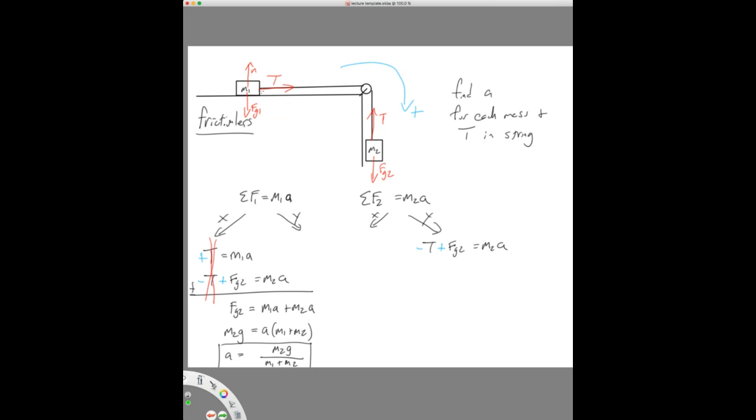And any force that's trying to move the system in the direction of that arrow gets a plus sign when I go into my individual equations. And any force like the tension on mass 2 that's actually trying to bring the mass in the opposite direction to this bending arrow will get a minus sign. If I do that trick, then I can still always say that the A's are the same, because they're either both moving in the positive direction or they're both moving in the negative direction.